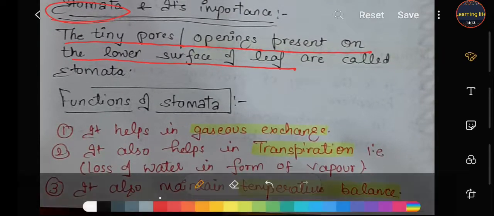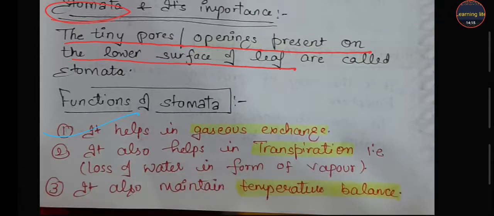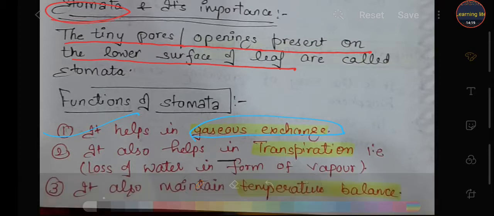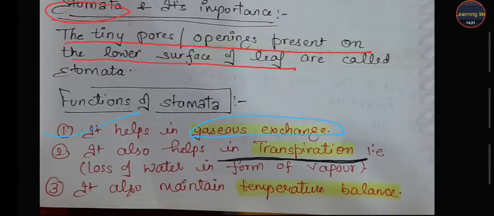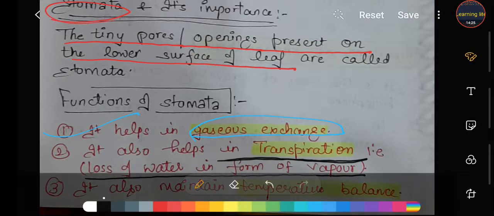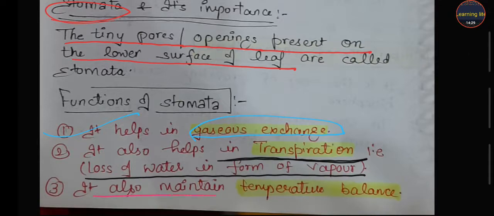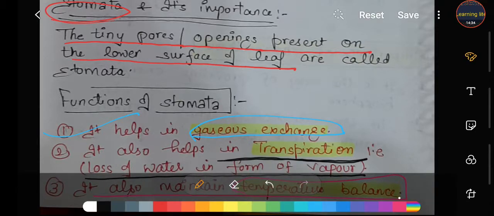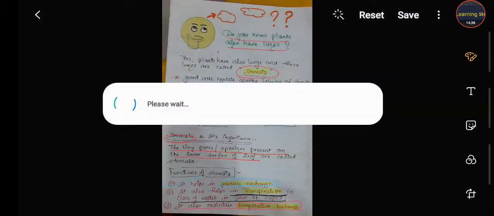And what are the functions of stomata, students? It helps in gaseous exchange. Secondly, it also helps in transpiration. What is transpiration? That is the loss of water in the form of vapor. And the last function is that it also maintains the temperature balance in a plant. So these are the functions of stomata. Got it? Now let's move back to our worksheet.